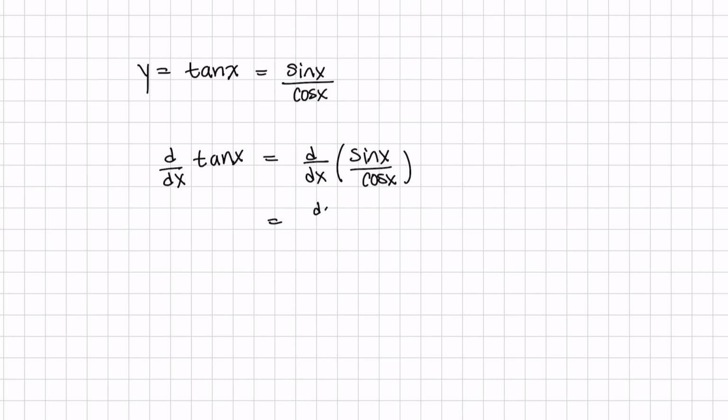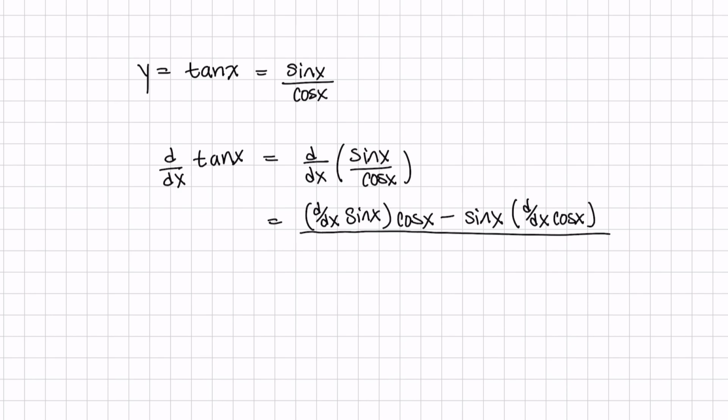So we want the derivative with respect to x of sine x times cosine x minus sine x times the derivative with respect to x of cosine of x, and this whole thing divided by cosine squared x.